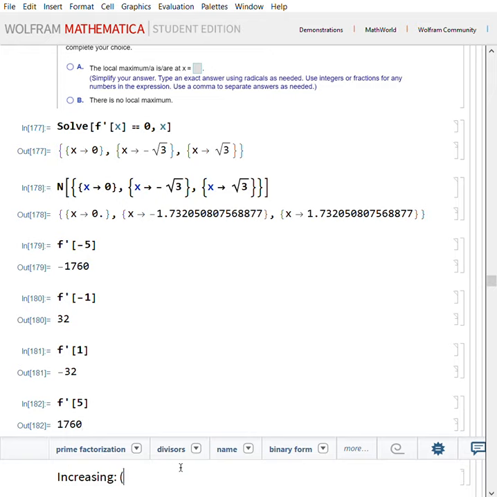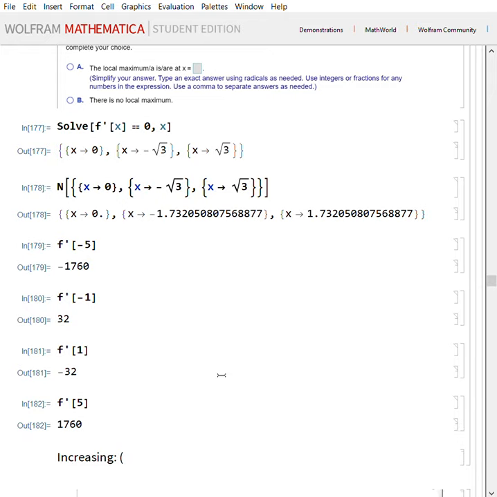So let's record it as such. It's increasing from negative square root of 3 to 0, and from positive square root of 3 to positive infinity.